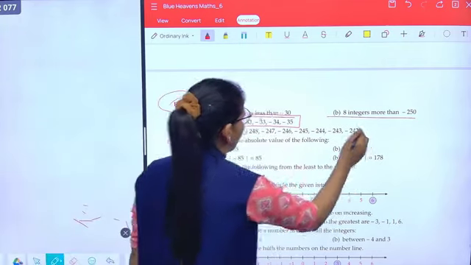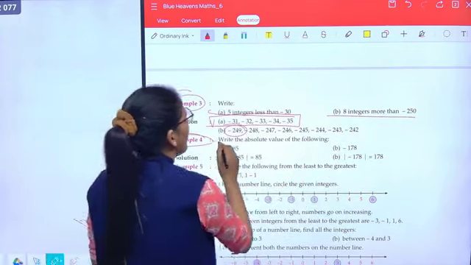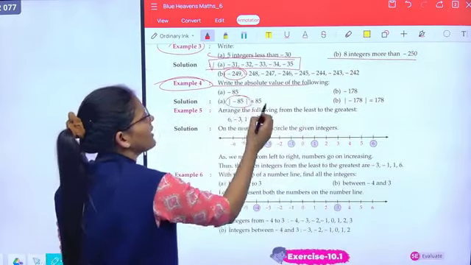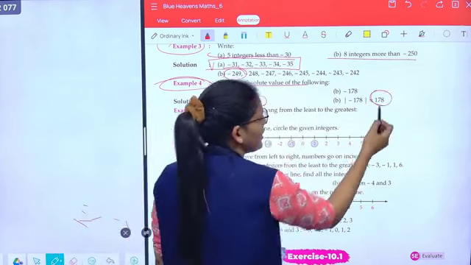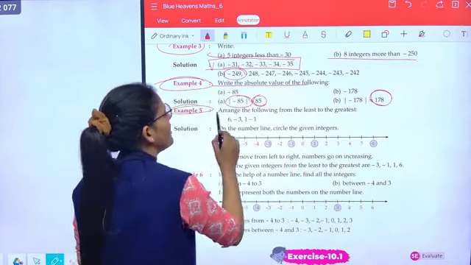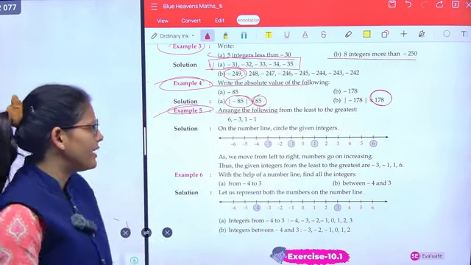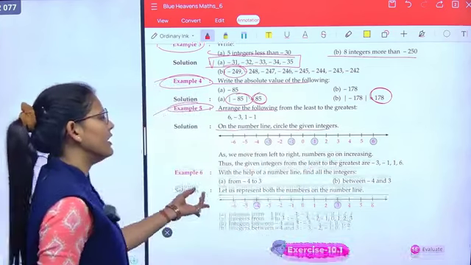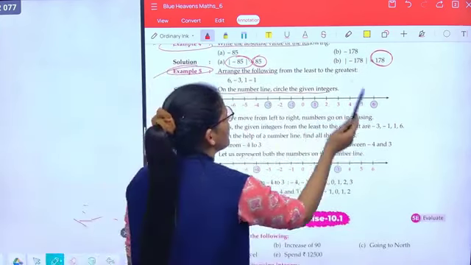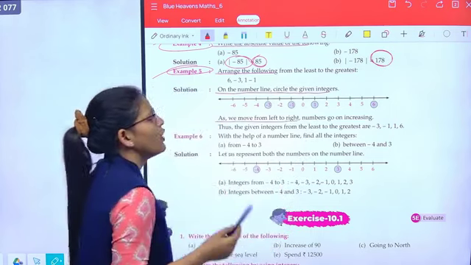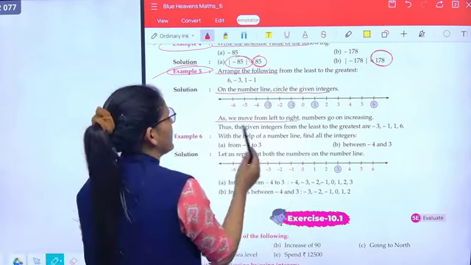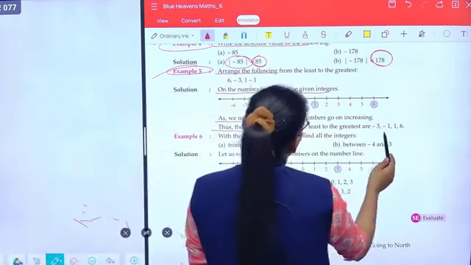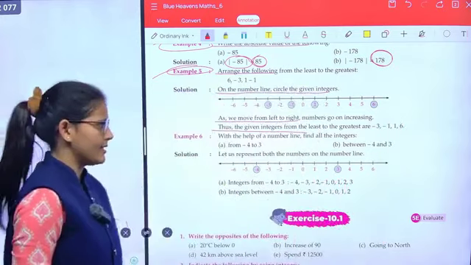Now example number 4. Write the absolute value of the following. Class, for absolute value we put the sign, and the minus will be removed. Now example number 5. Arrange the following from the least to the greatest. On the number line, circle the given integers. As we move from left to right, numbers go on increasing. Thus the given integers from the least to the greatest are -3, -1, 1 and 6.